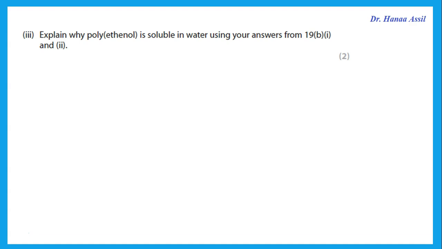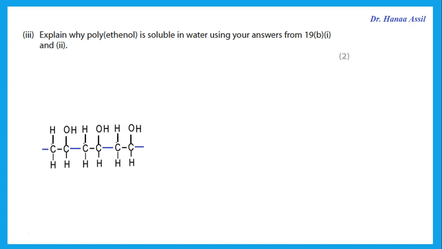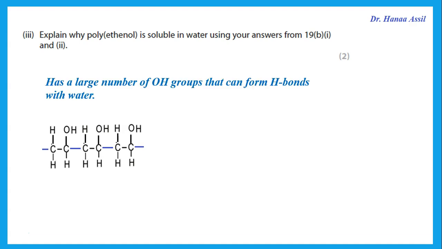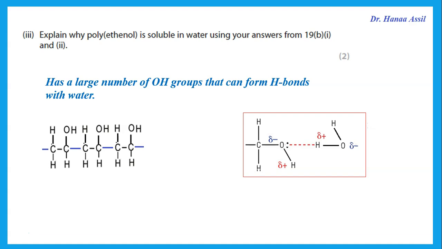Explain why polyethanol is soluble in water. Now, this is polyethanol. It's something that has a lot of OHs, and we know that each OH can form hydrogen bonds with a water molecule, so we have a large number of OH groups that can form hydrogen bonds with water.